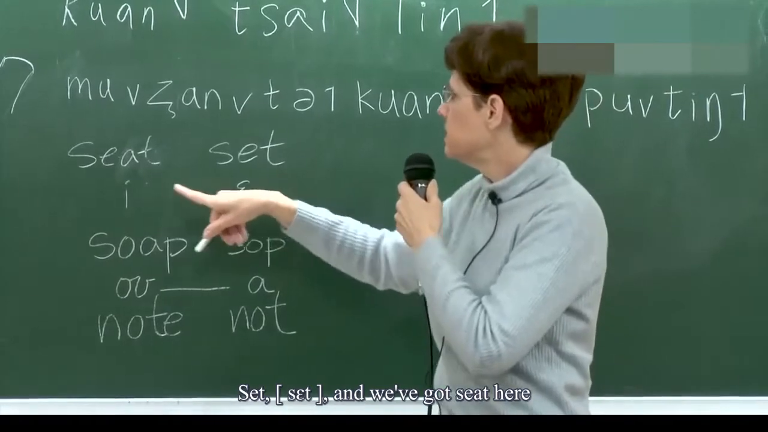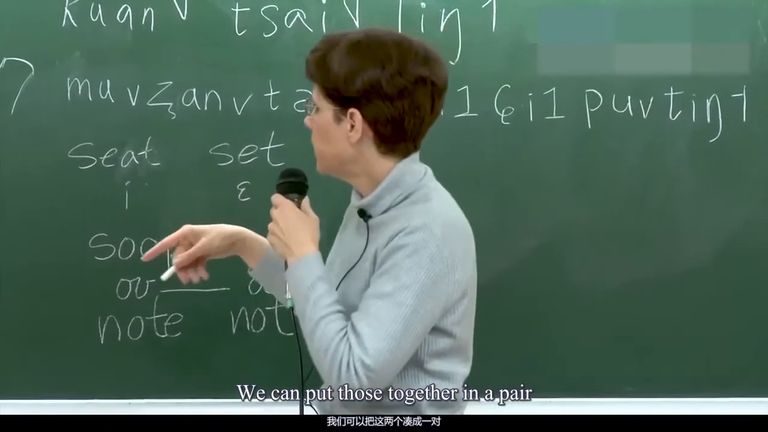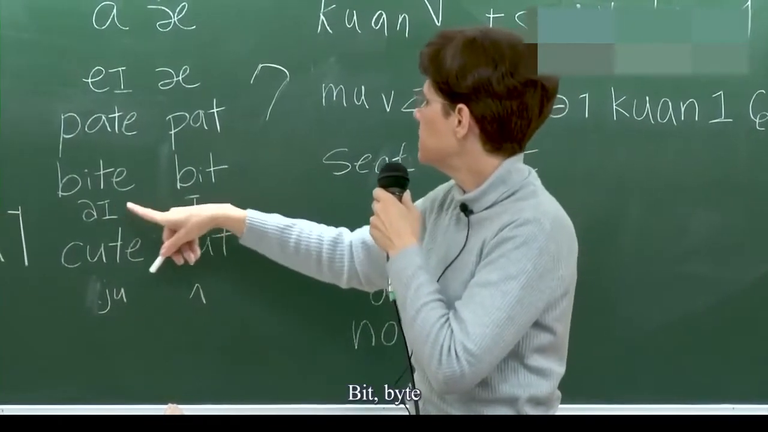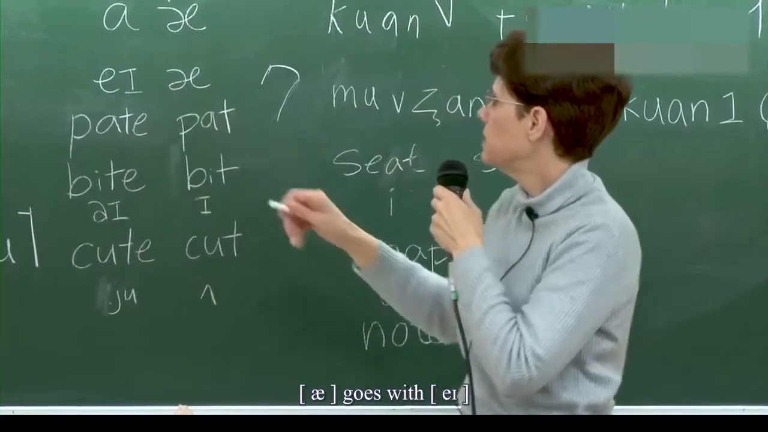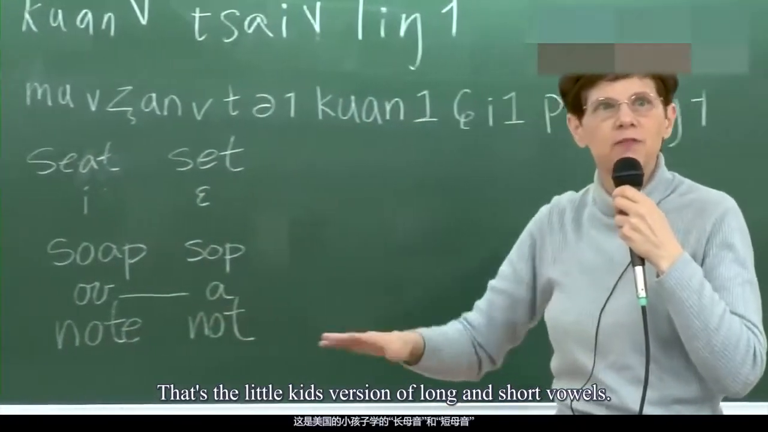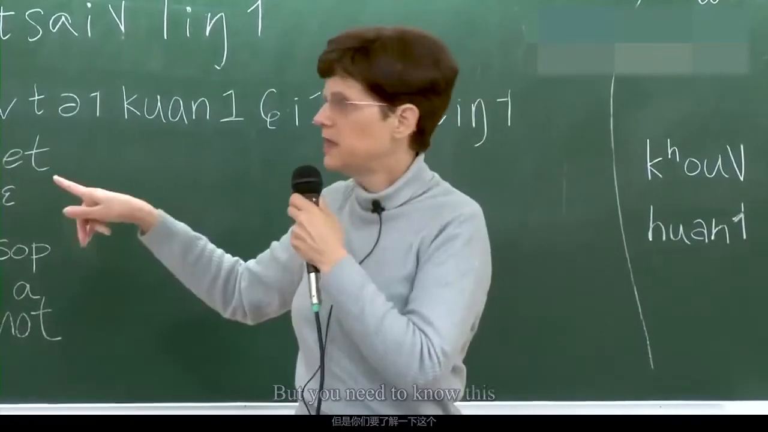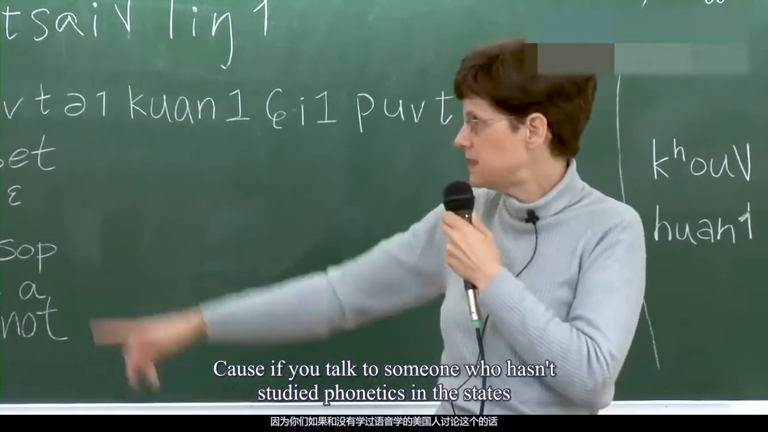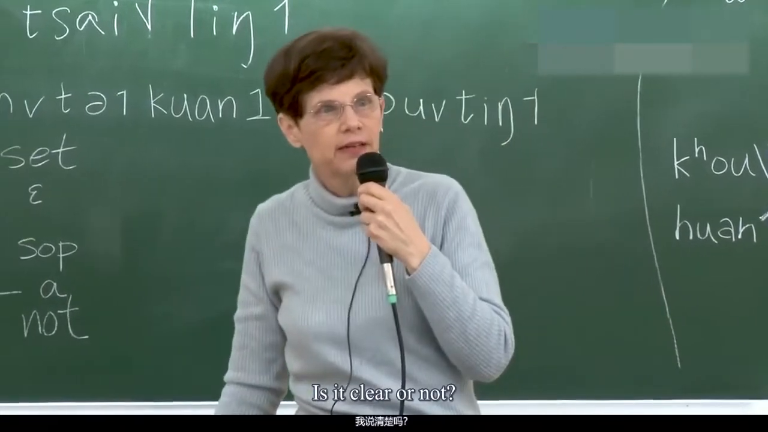Set, set. And then we've got seat here. We can put those together in a pair. Cut, cute. You can see it in the spelling. Bit, bite. Pat, pate. A goes with A. That's the little kids' version of long and short vowels. It doesn't help us in what we're doing, but you need to know this because if you talk to someone who hasn't studied phonetics in the States, this is what they understand by long and short. Is it clear or not?